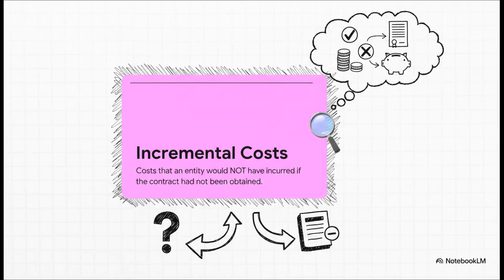Okay, that word I mentioned, incremental. It's everything. The official definition is actually pretty simple. An incremental cost is a cost you would not have if you hadn't won that specific contract. The easiest way to think about it is what accountants call the but-for test. Just ask yourself, but for winning this specific deal, would this cost still exist? If the answer is no, congratulations, it's incremental.